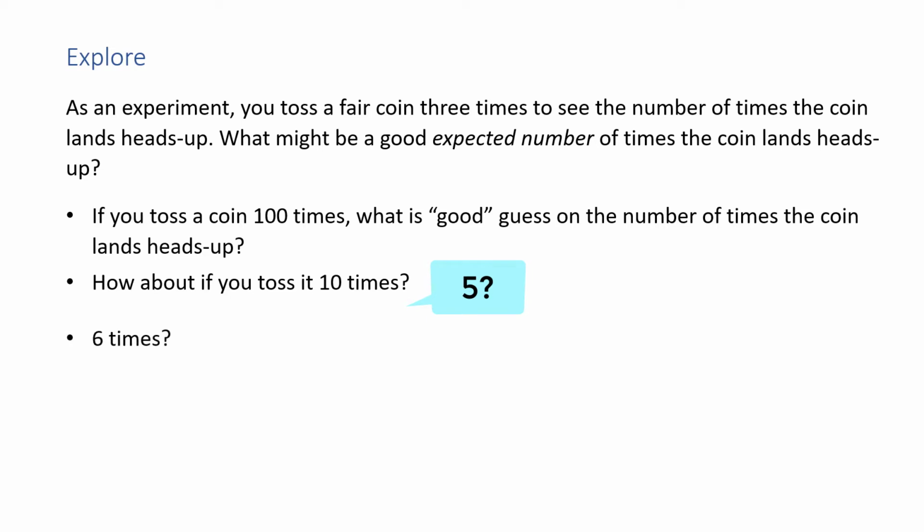6 times? Heads up 3 times would be a good guess. And how about 4 times? Maybe twice? Notice that for each of tossing the coin 100 times, 10 times, 6 times, and 4 times, our good guess on the number of heads up is half the number of tosses. After all, with a fair coin, the probability of heads up or tails up is a half.